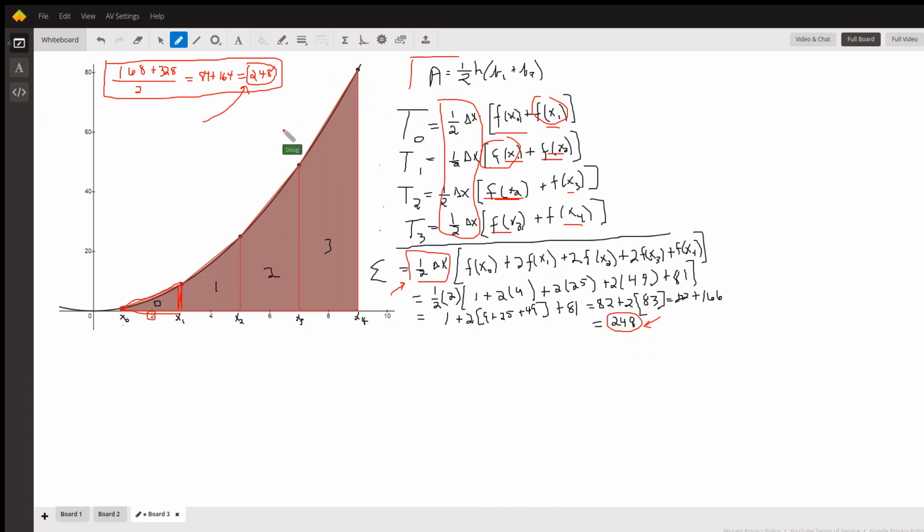You could prove this in general without using a specific function or a specific number of subintervals. But that's another story.